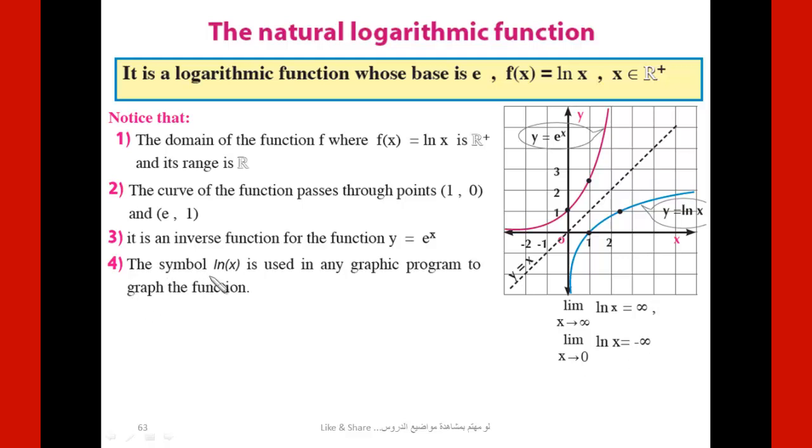For the symbol ln x, it is used in any graphic program like GeoGebra to graph the function.